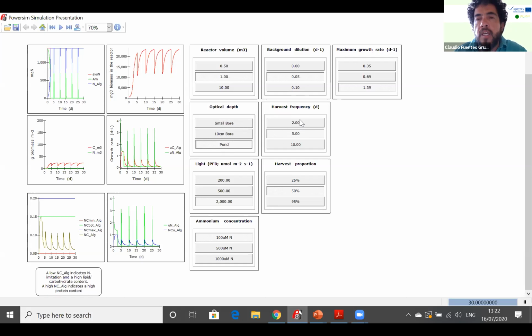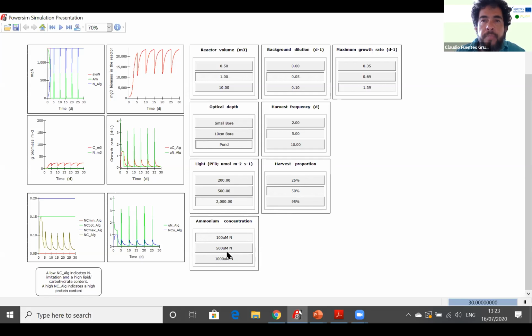Then you have the light intensity, which is 200, 500, and 2000. Let's say 200 is the standard UK light, higher latitude, 52 degrees. 500, I would say, is in the middle of France, something like that. And 2000 should be around the average in southern Spain or near the equator. And then you have the harvest proportion from 25 to 95, and different ammonium concentrations.